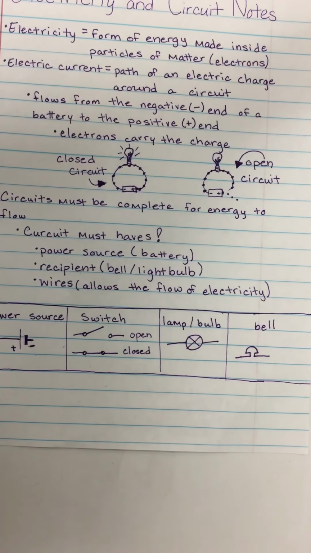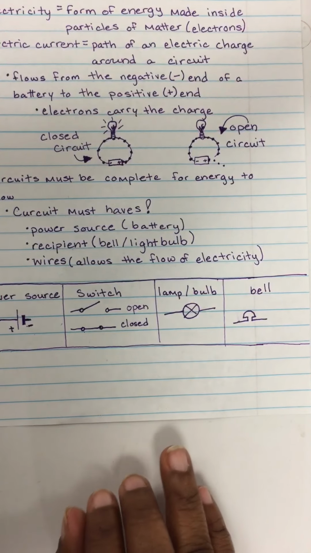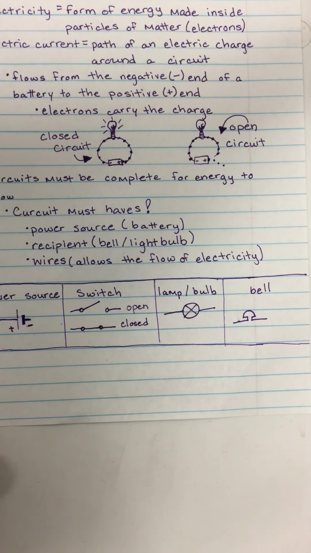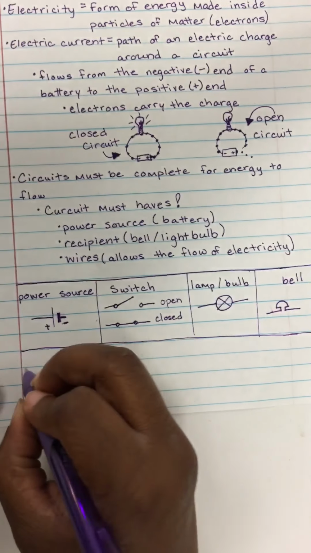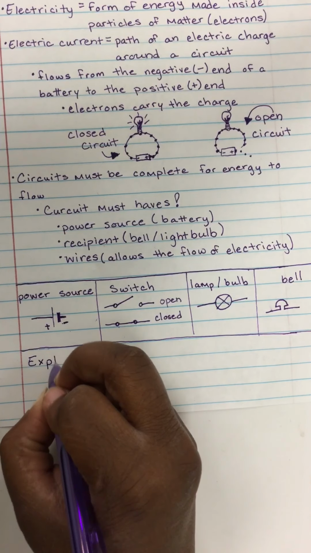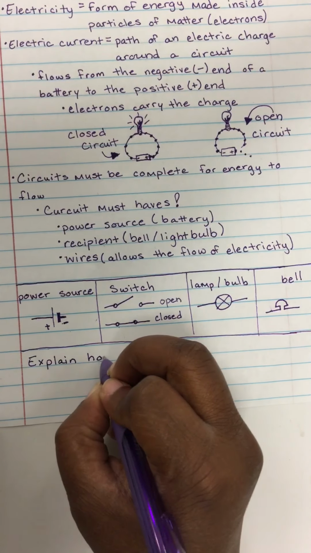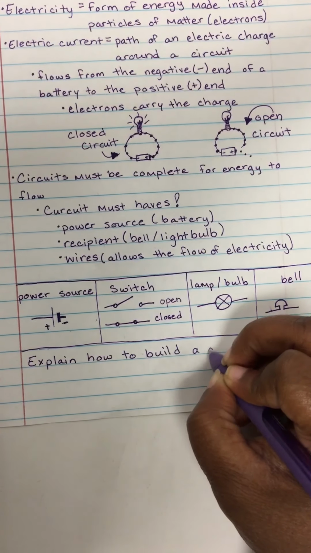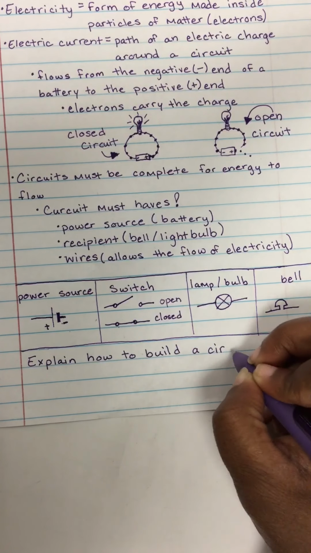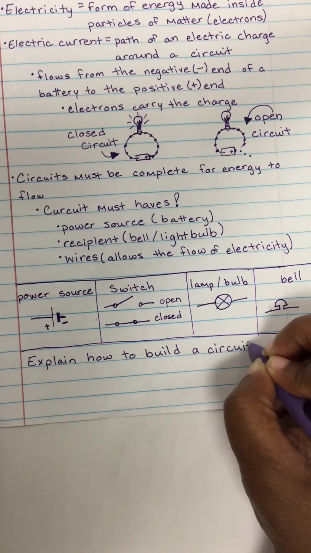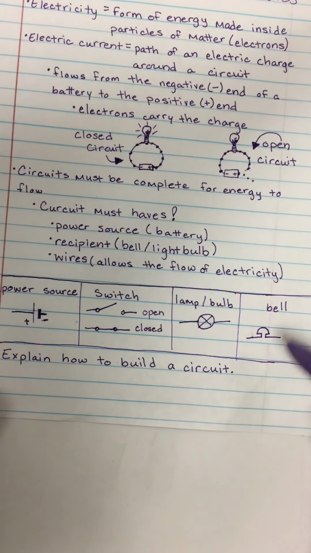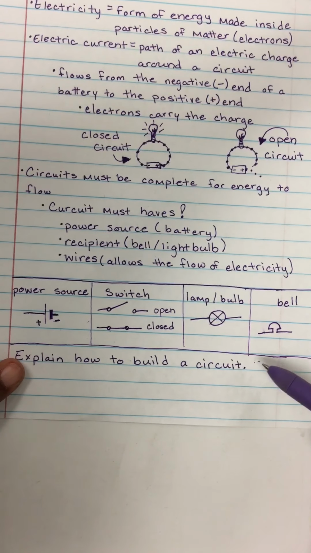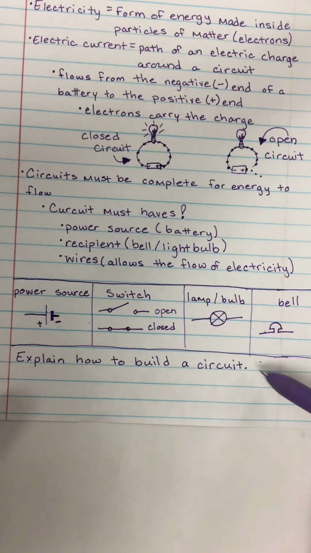Okay guys, these are your notes for circuits. It's not a lot. Circuits don't change. For your summary, I want you to explain to me how to build a circuit. If you have trouble with that, look back at your notes. Remember, you don't have to write this part here, but you do have to explain how to build a circuit. You don't have to write the actual prompt.